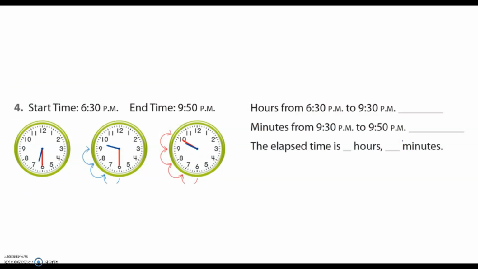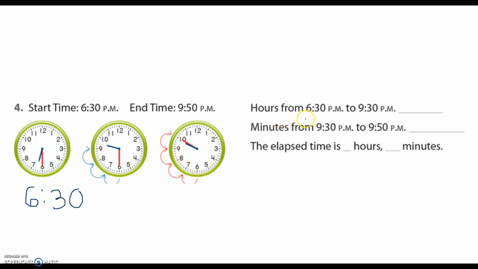Let's try number 4 together. Your starting time is 6:30 p.m. Looking at the clock, I see that the hour hand is between the 6 and 7, meaning that the hour is 6, and the minute hand is on the 6, so it's 6:30. Our end time is 9:50.